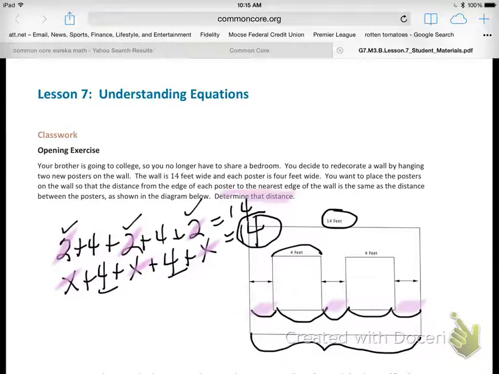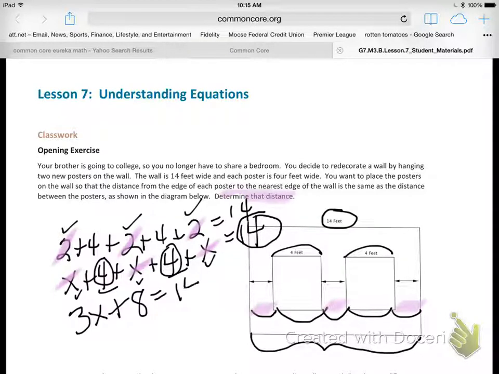And those are here. All right, we could clean this up and combine like terms as we have done in the past, and we know we have 1, 2, 3 of those x's. So 3x plus 8, because 4 plus 4 is 8, and that equals 14. So now we have a wonderful equation set up. And what makes it an equation? The fact that we have included an equal sign.